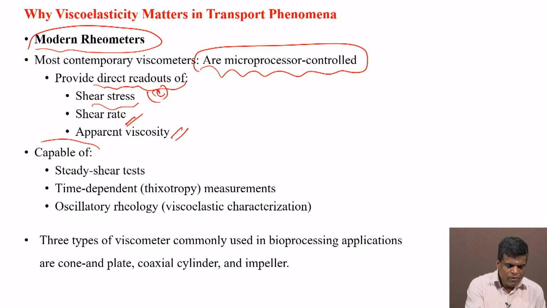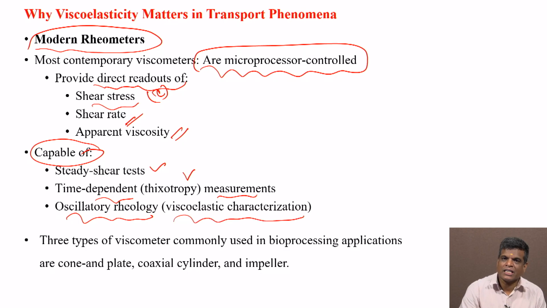So, the capability of steady shear tests, that also we can do. Then time dependent measurements, we always write thixotropic measurements, then oscillatory rheology. So, if you want viscoelastic characterization, that is also possible. So, what are the three types of basic viscometer in bioprocess applications?